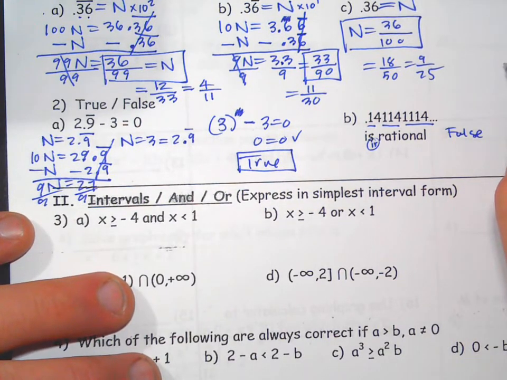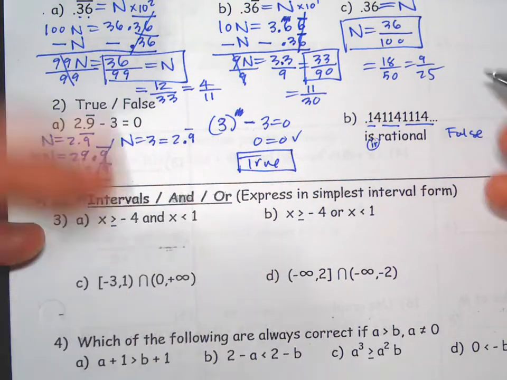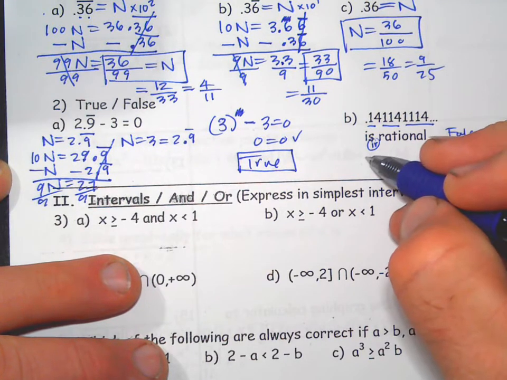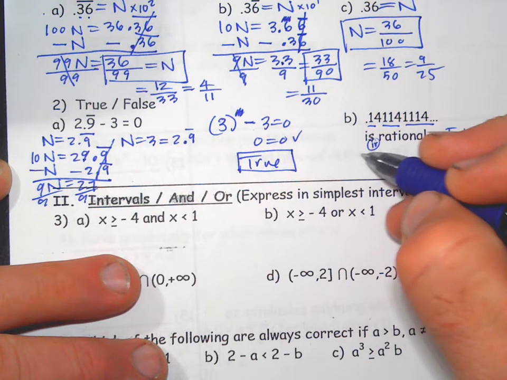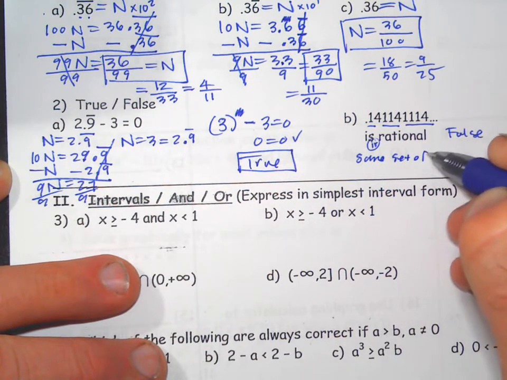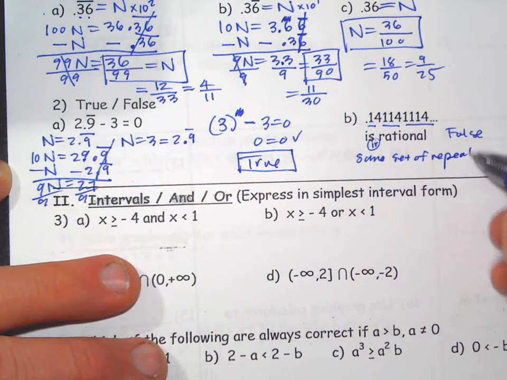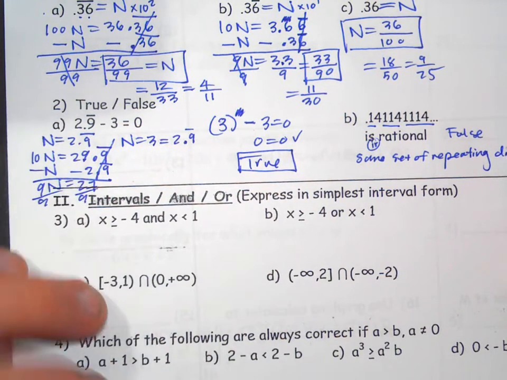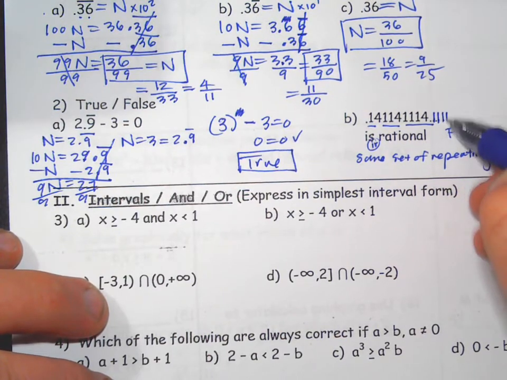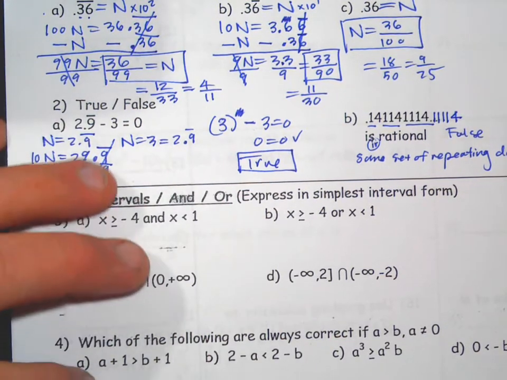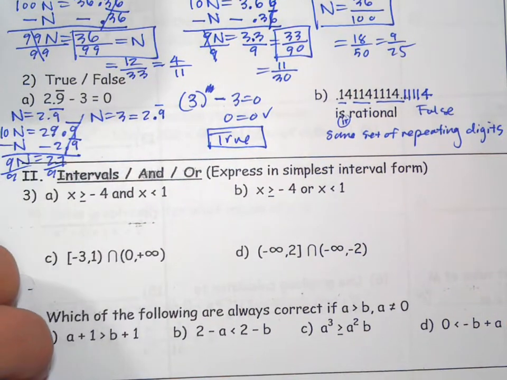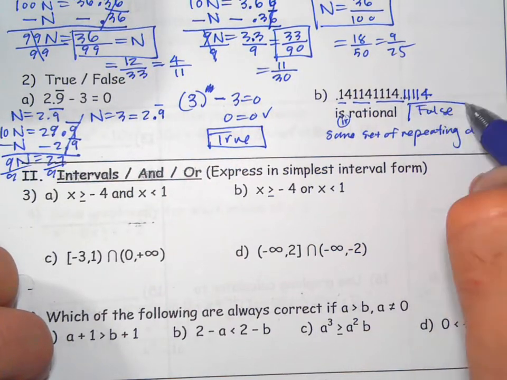I wouldn't say that it doesn't have a pattern. There is a pattern, but it's not the same set of repeating digits or something like that. And there's a pattern. I could predict that the next thing is probably going to be this because there's a pattern. That doesn't mean it's a repeating decimal, though. So we'll say false. Okay.